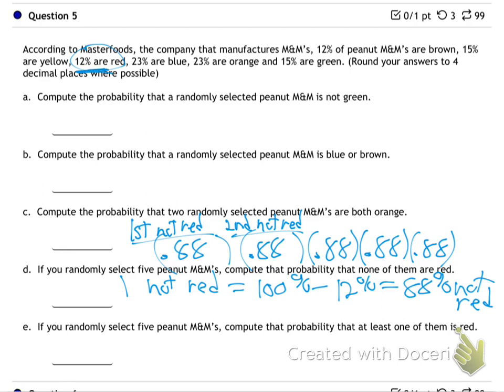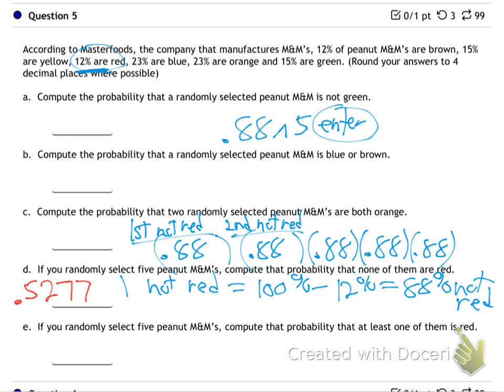Multiply those together on your calculator. Do you guys know about the power button, the up arrow button? That'll do it for you. You can just type 0.88, up arrow 5, hit enter. That's to the 5th power, which means multiply 0.88 by itself 5 times. That'll save a little time. I'm getting an answer, which is 0.5277. So that's the probability that I get 5, none of which are red.